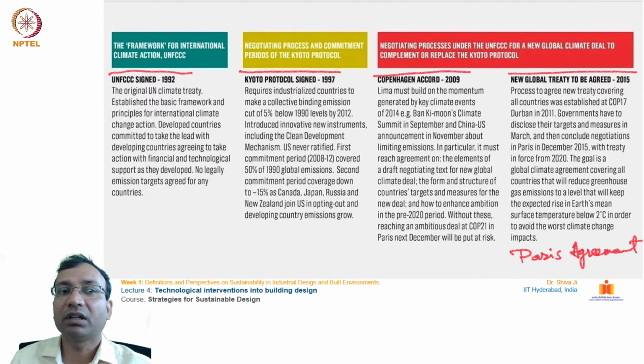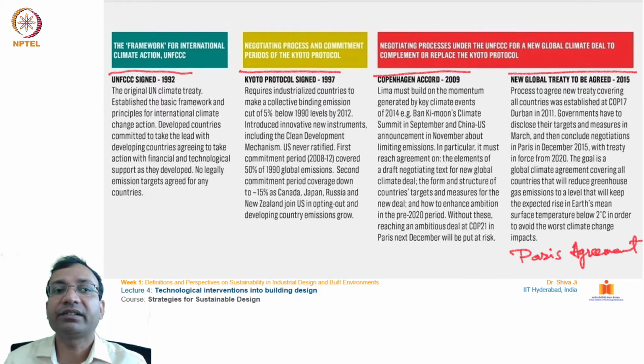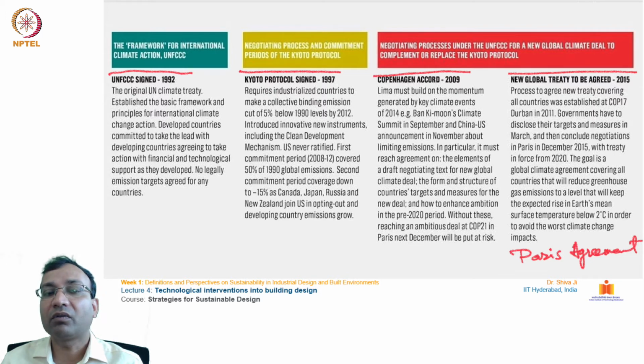The goal is a global climate agreement covering all countries that will reduce greenhouse gas emissions to a level that will keep the expected rise in Earth's mean surface temperature below 2 degrees centigrade, in order to avoid the worst climatic change impacts. So these were the negotiating processes under the UNFCCC for a new global climate deal to complement or replace the Kyoto Protocol. This was the latest major agreement between the major economies of the world, whether developed or developing countries, to prepare a consensus for sustainable development.